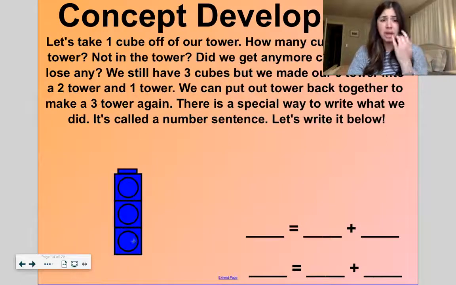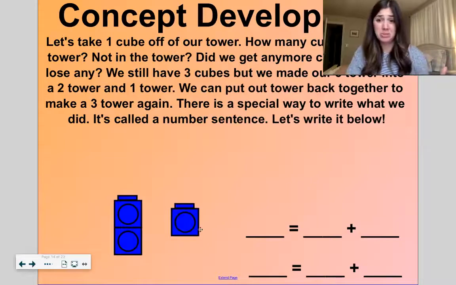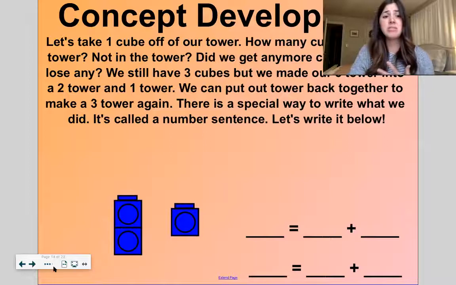No, we still have 3 cubes and we made our 3 tower into a 2 and a 1 tower, right? If I take 1 off, then I made it into a 2 and a 1 tower. But I didn't get any more cubes and I didn't take away any cubes. I just took my tower apart. So I still have 3.